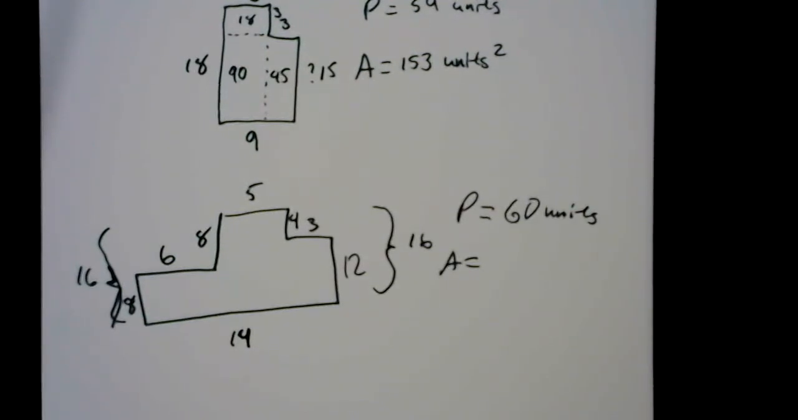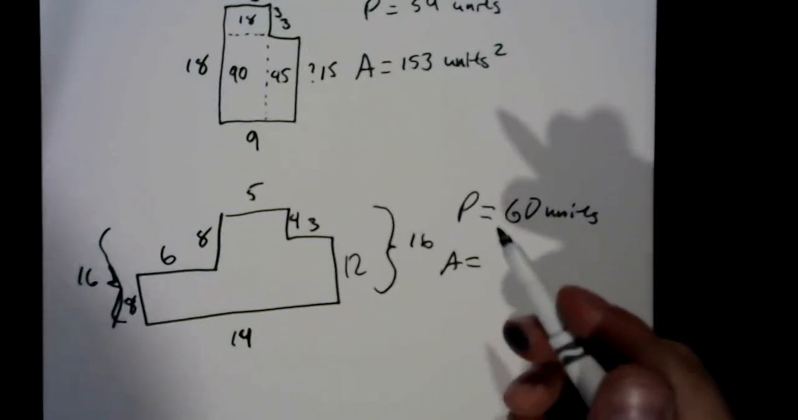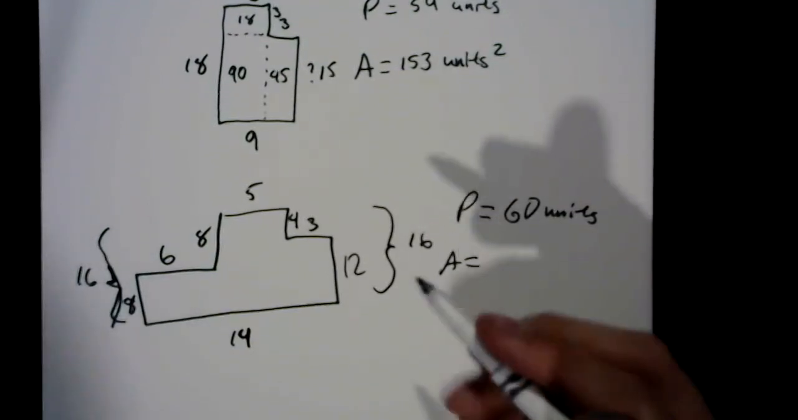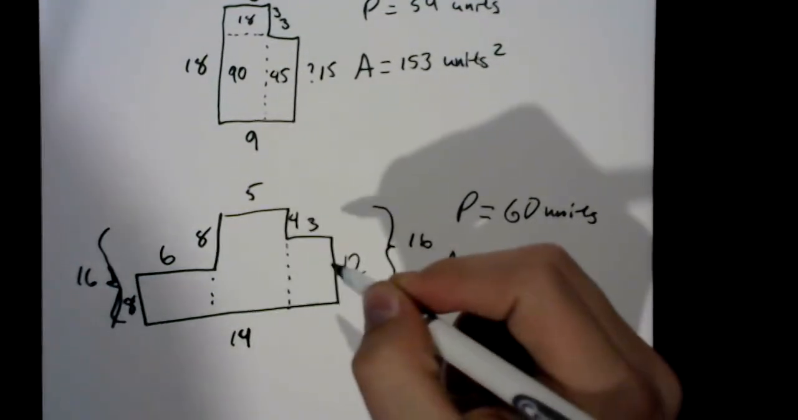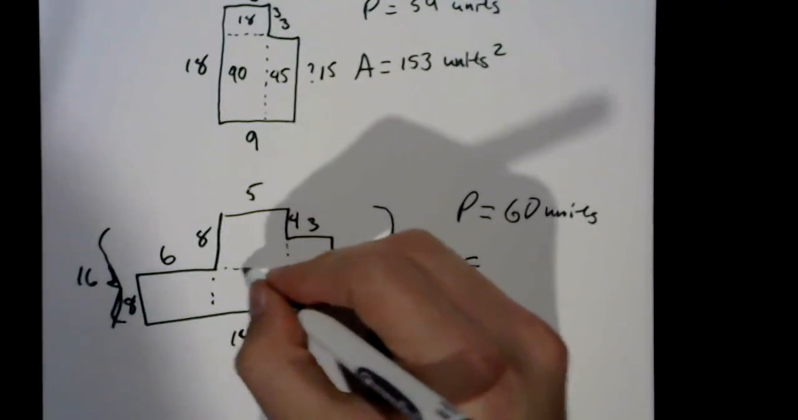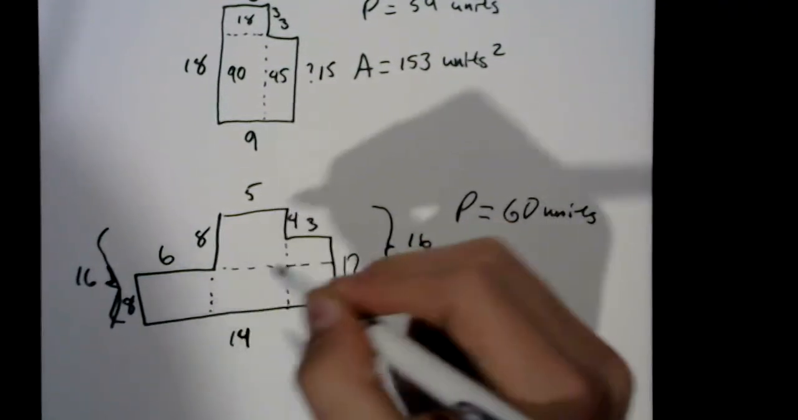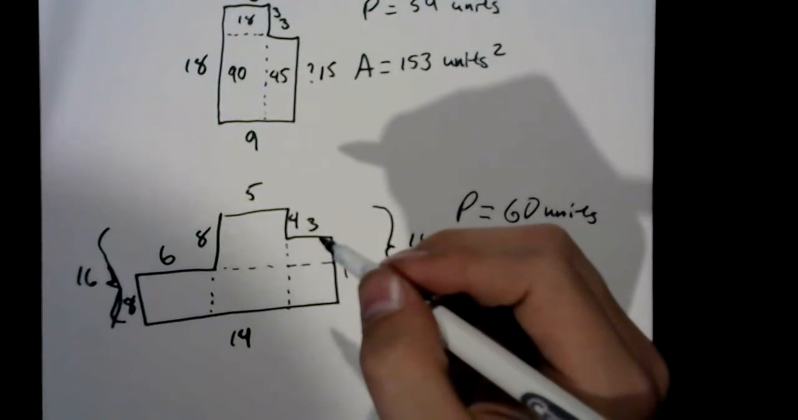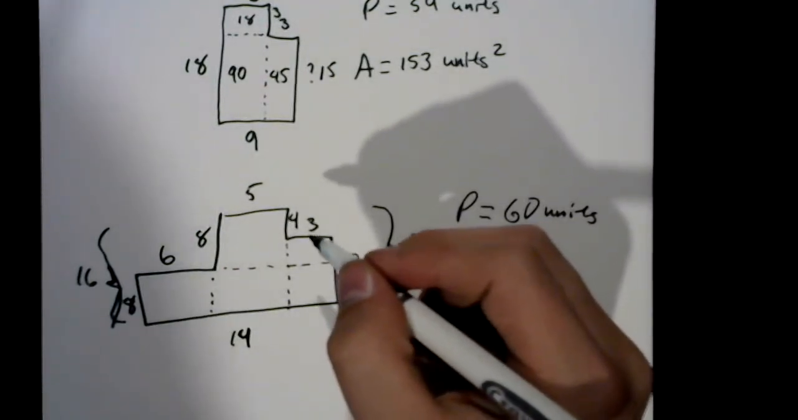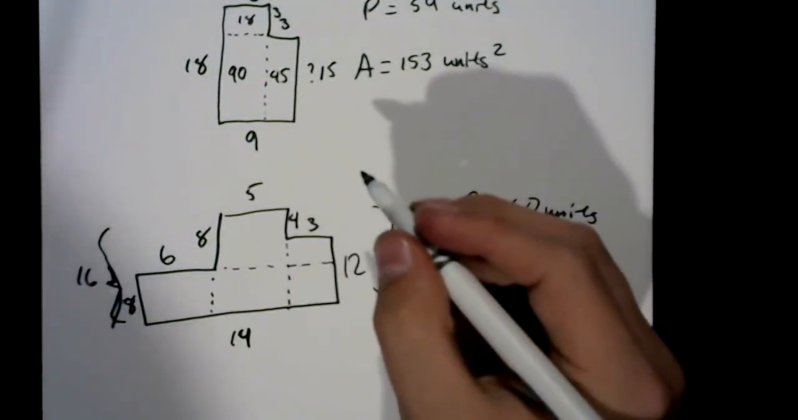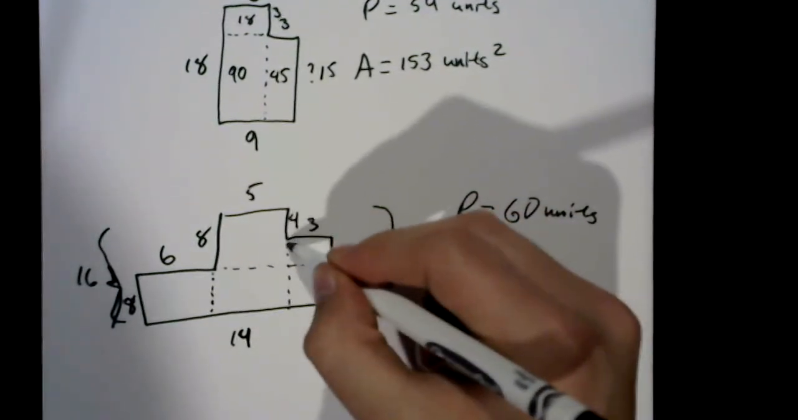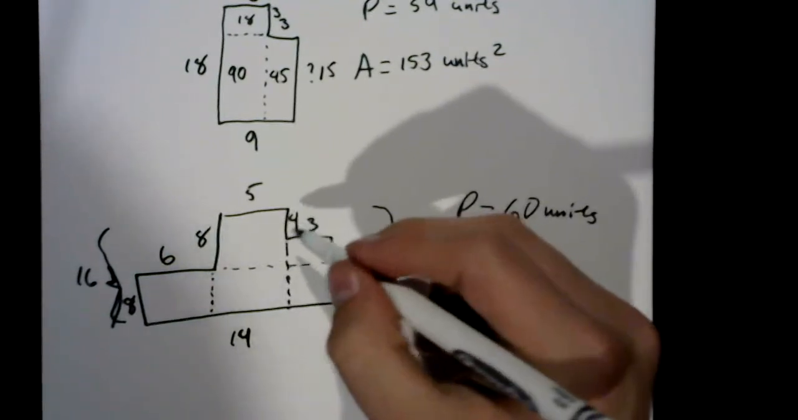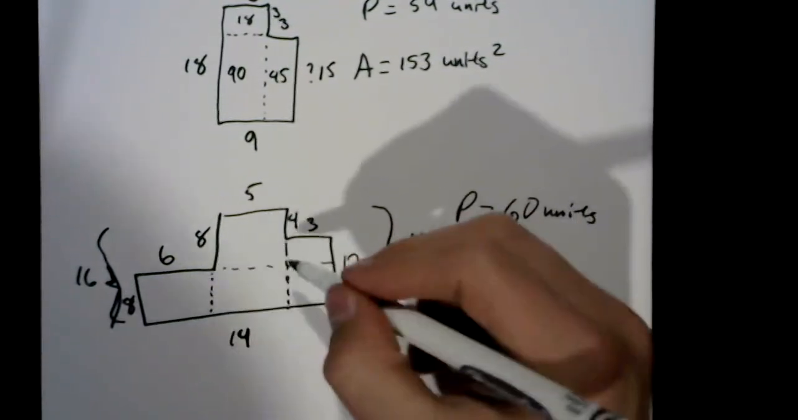Then, we can split it in multiple ways. Split it here. You could possibly split it this way and get yourself 4 triangles. Most likely that won't work, so the only ways you can split it is just this way and this way. Give you 3 rectangles.